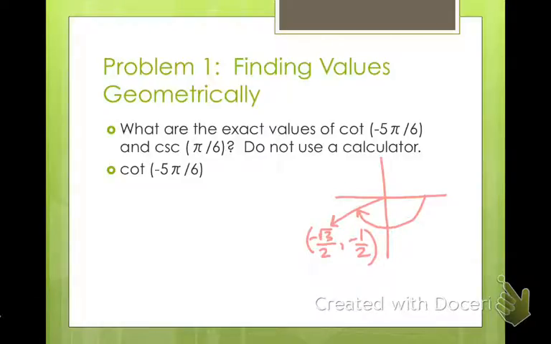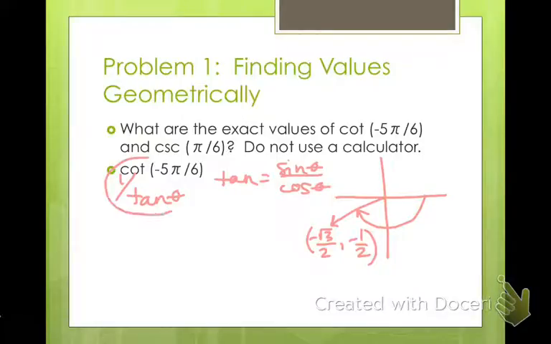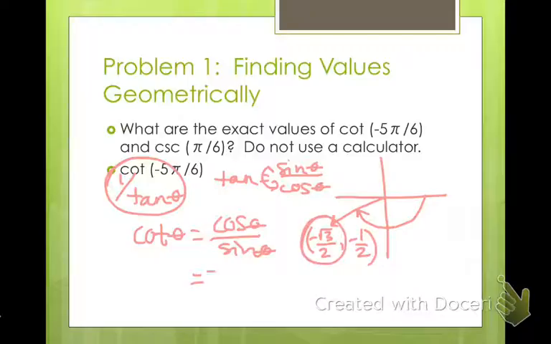So to find cotangent, it's 1 over tangent of theta. Remember, tangent is sine over cosine, sine theta over cosine theta. So what do you think the inverse of tangent is? Well, it's going to be the opposite. So cotangent is actually cosine theta over sine theta. So our cosine value is negative square root of 3 over 2. We're going to put that over negative 1/2.